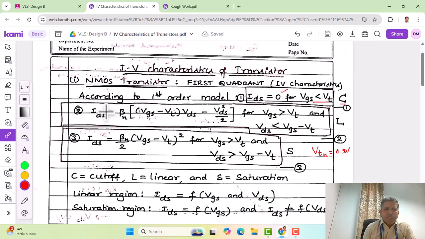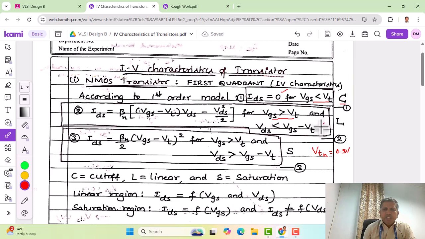The next is going to be the linear region, which we indicate here with capital L. So how to operate MOSFET in the linear region? To operate MOSFET in the linear region, VGS must be greater than the threshold voltage. The gate to source voltage that we apply should be greater than the threshold voltage of a MOSFET, which is 0.3 volts. There are two conditions for operating MOSFET in the linear region. The first condition is gate to source voltage must be greater than 0.3 volt.